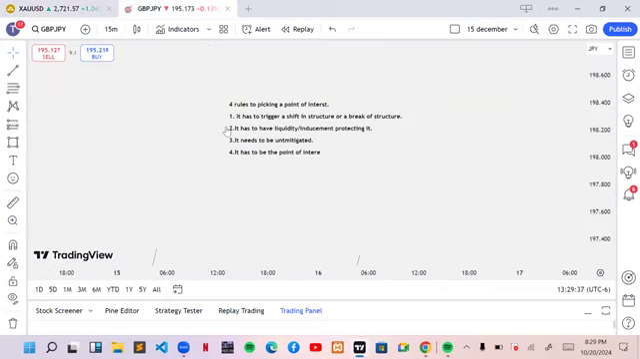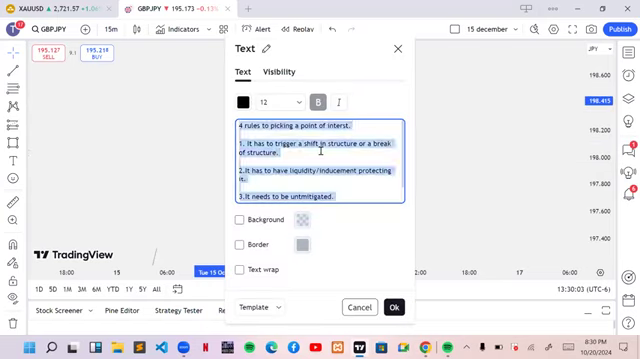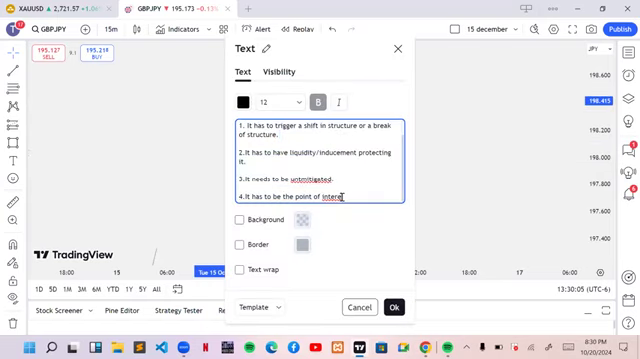So the first rule says it has to trigger a shift in market structure or a break of structure. The second rule says it has to have liquidity protecting it. The third rule now says it needs to be unmitigated. Now, what is proper mitigation? After market breaks structure or has a shift in market structure, the market comes back to tap into a point of interest. That is what mitigation is. Mitigation is only valid when it happens after a break of structure or after a shift in market structure.